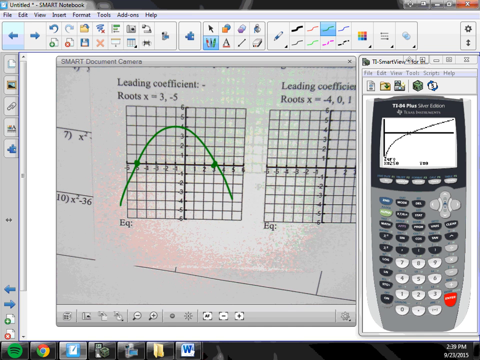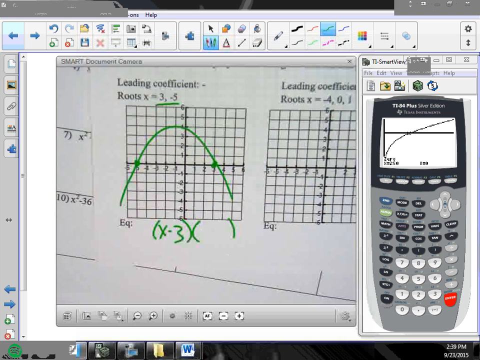Can you think of a very easy way to write an equation that will work? We know the roots. What are the factors? Well, you could make it easier. We could find the vertex and then use vertex form, but there's a much easier way. If I wanted to create factors using those 2 numbers, what would they be? X minus 3 and x plus 5.